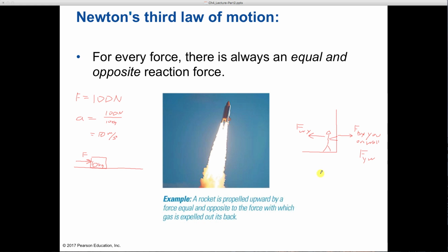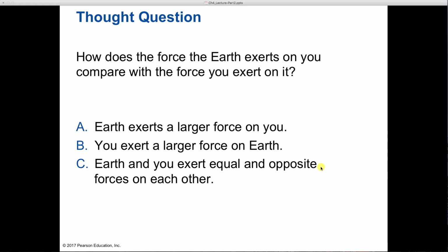So we'll look at a couple other examples, and I'll show you a nice little YouTube video that I found that demonstrates this, the fact that these two forces are equal in magnitude. All right? So let's just look at a couple things real quick before we get to that video. So here's a question.